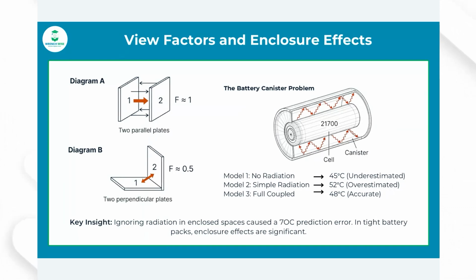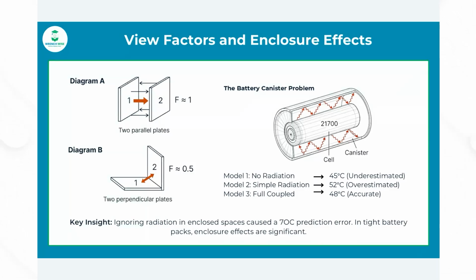Now, looking at the diagram beneath it, we'll see that if we angle them, much of the energy is going to escape into the void. The view factor drops to 0.5. In CFD, the geometric calculation is quite computationally expensive, but it is necessary for accuracy.